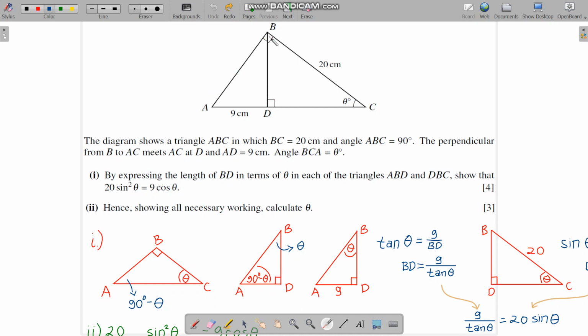So look at this triangle again, ABD. This is theta, this is 9. Tangent theta is opposite over adjacent, so 9 over BD. We can find BD in terms of theta. BD equals 9 over tangent theta.